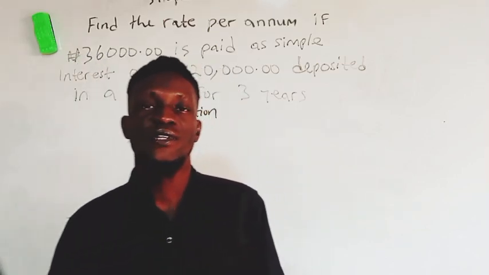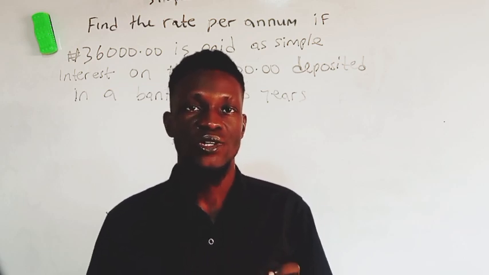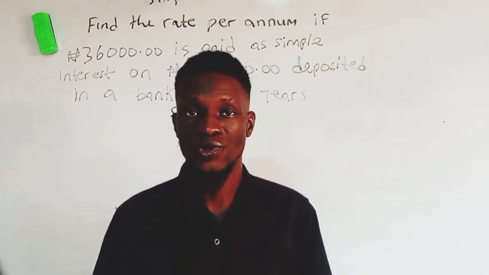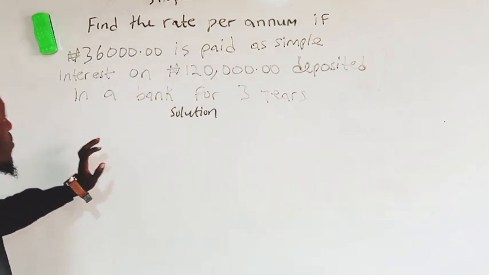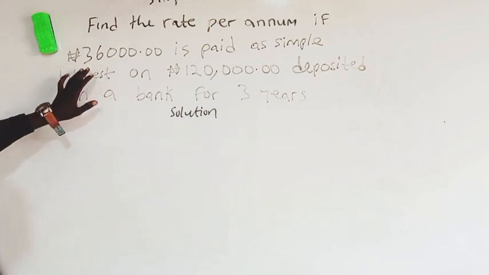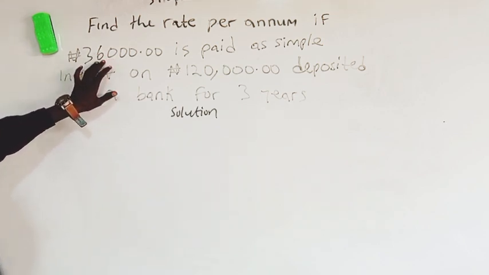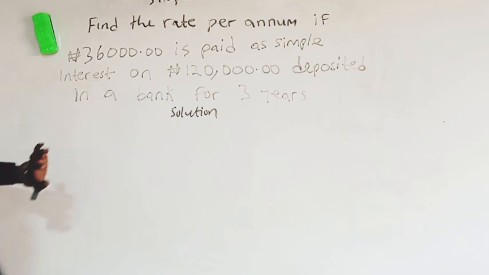In calculations involving simple interest, there are certain keywords that you need to note. Any money deposited or borrowed is the principal. So let's have this example. We are told to find the rate per annum if 36,000 naira is paid as simple interest.